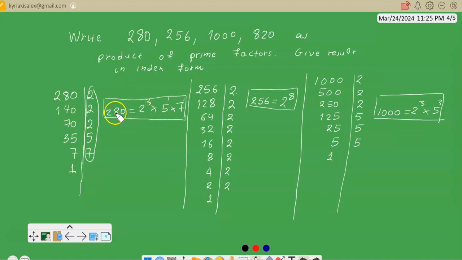So we have 280, a unique representation of a product of prime numbers each raised to some power. So the 280 can be uniquely represented by this product of prime factors in index form. And the same applies for the rest of the three numbers, 256, 1000 and 820.